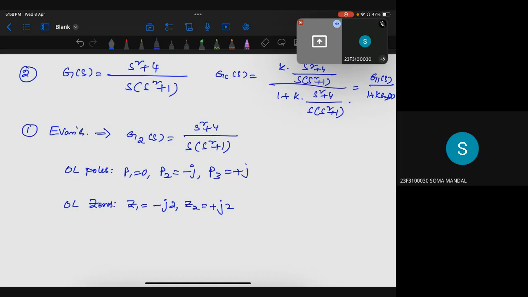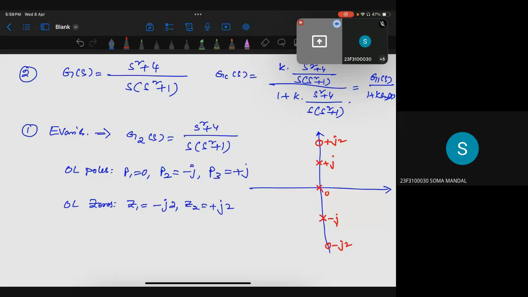Am I correct? So now draw these. Where they exist, can you tell me? So you have a pole at 0, correct? You have another pole at minus j. You have another pole at plus j. You have a zero at plus j2 and minus j2. Am I correct? This is the pole-zero diagram, right?